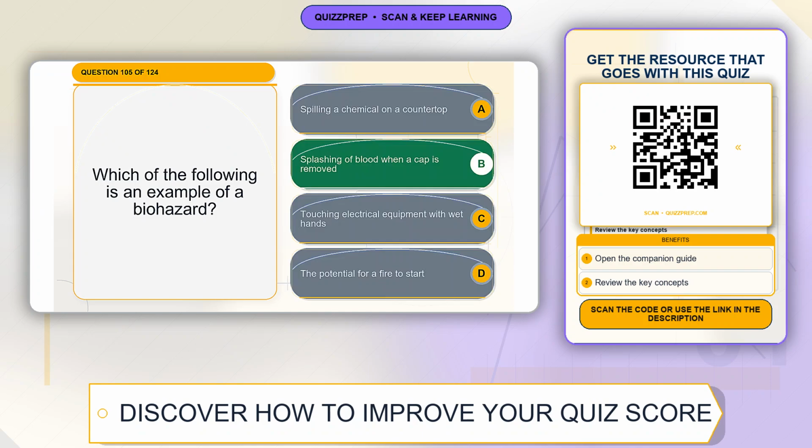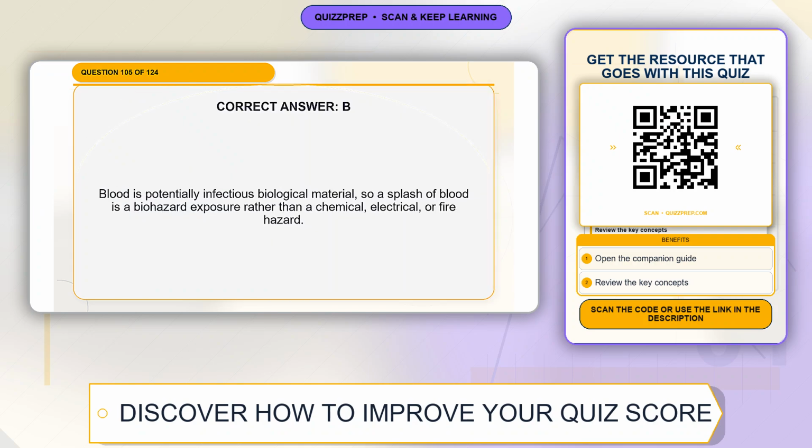The correct answer is option B, splashing of blood when a cap is removed. Explanation: blood is potentially infectious biological material, so a splash of blood is a biohazard exposure rather than a chemical, electrical, or fire hazard.